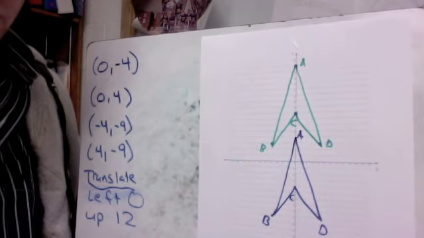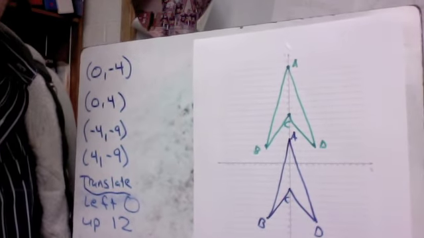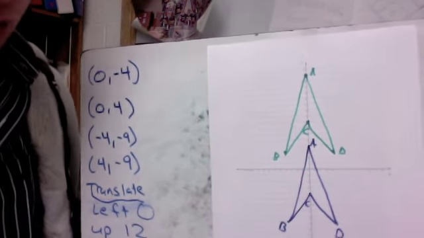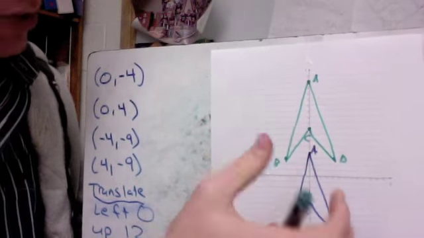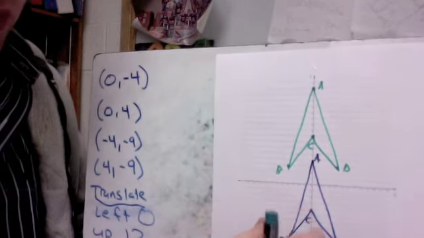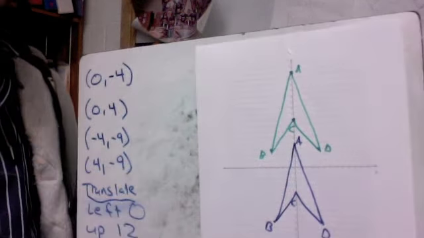Now if you look at this, we've got the exact same shape. All it is is translated up 12. The shape didn't rotate any, it didn't turn any, the shape didn't reflect any. All we did was move it, and that's what translate means.